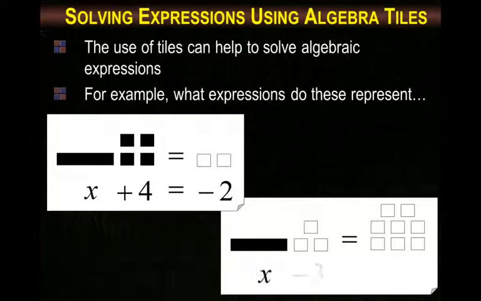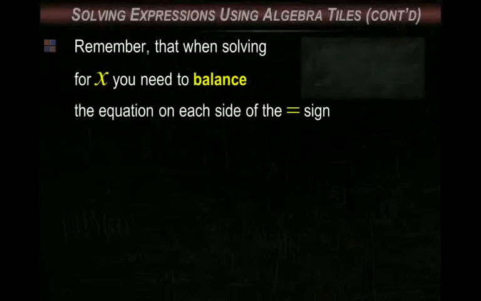Negative 8. x minus 3 equals negative 8. That's right. For some of you, this is a visual cue. For others, as I've said, I'm not a big fan, but it is something you should be aware of.